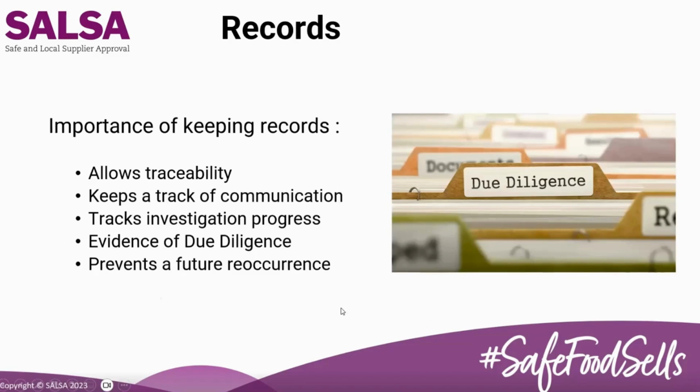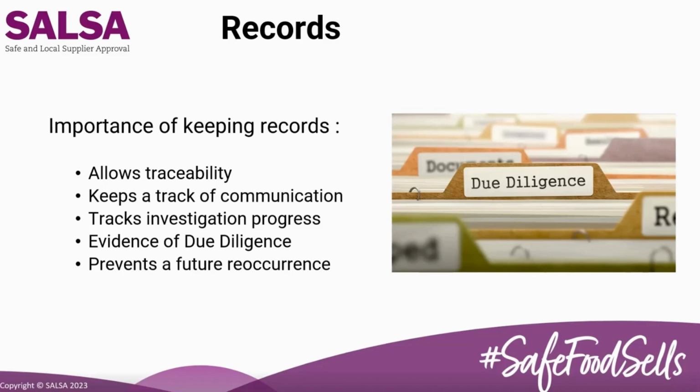So records, as part of your due diligence anyway, you should be having records of all the things that you're doing as part of your HACCP, your temperature controls, your goods coming in, making sure you're recording batch codes of ingredients, suppliers, supplier approval, etc. So the importance of keeping these records, though, is to ensure that you can trace a product.